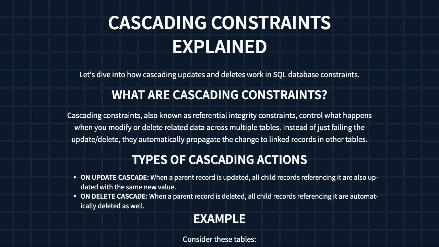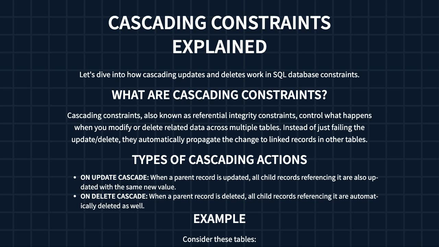Okay, let's talk about cascading constraints. These are super useful when you have relationships between tables in your database. Basically, they tell SQL what to do automatically if you change or remove data in one table that's connected to another. There are two main types: on update cascade, which means if you update a value in the parent table, it updates related values in the child table too.